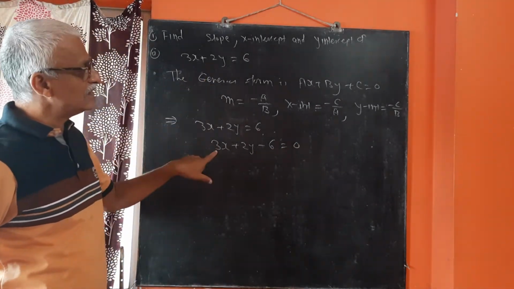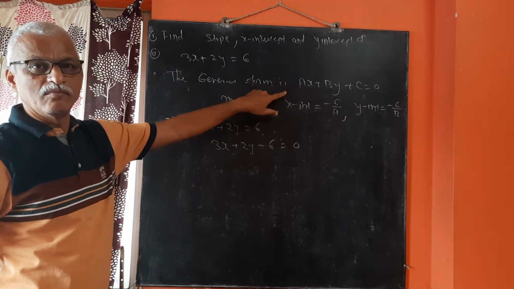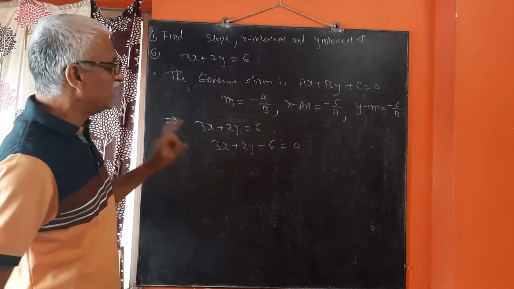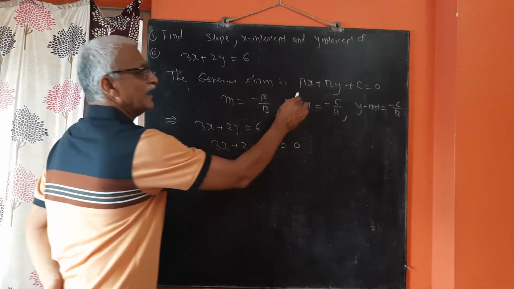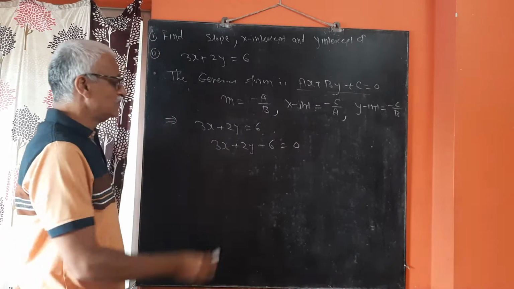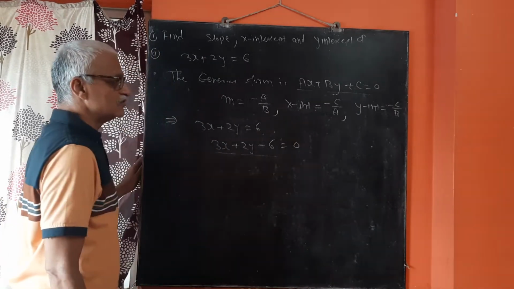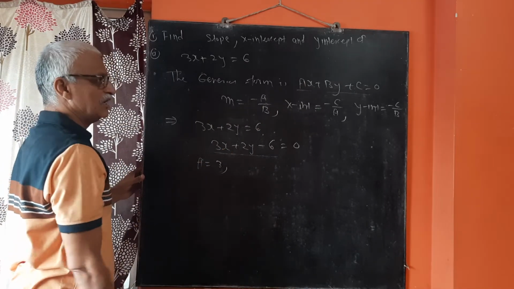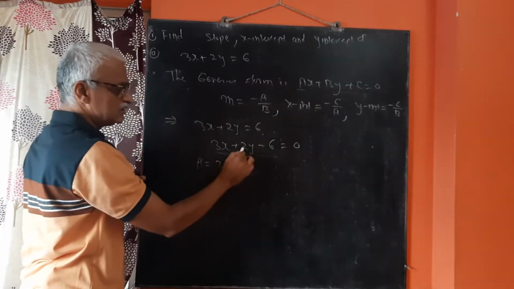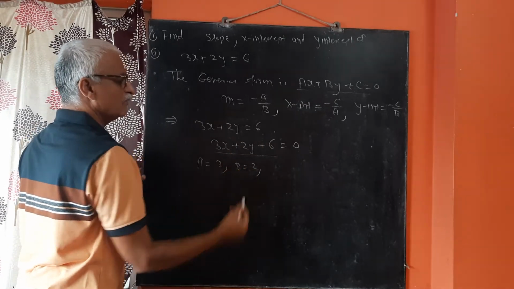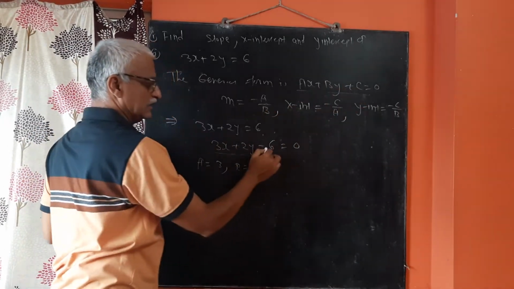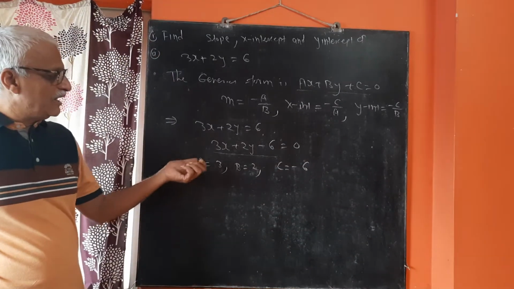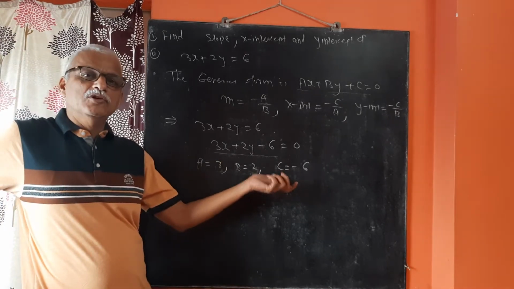Now the given equation is in the general form. Comparing these two equations, means which one? ax plus by plus c equals to 0 and 3x plus 2y minus 6 equals to 0. We will get the value of a. A is equals to 3. By, here it is 2y. B is equals to 2. C, here it is minus 6, so c is equals to minus 6. Once you get the value of a, b and c, your work is very simple.